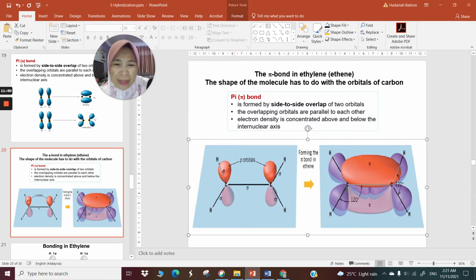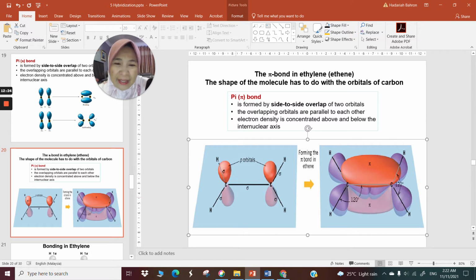Now, when the sp2 of this carbon overlaps with the sp2 of that carbon, it is going to make a sigma bond. Yes, because the sp2 is pointing that way, they're going to make head-to-head overlap, a sigma bond. Similarly, the sp2 of this carbon with the hydrogens, 4 of them, 1, 2, 3, and 4, those are all sigma bonds, the ones that are drawn as black or gray sticks.